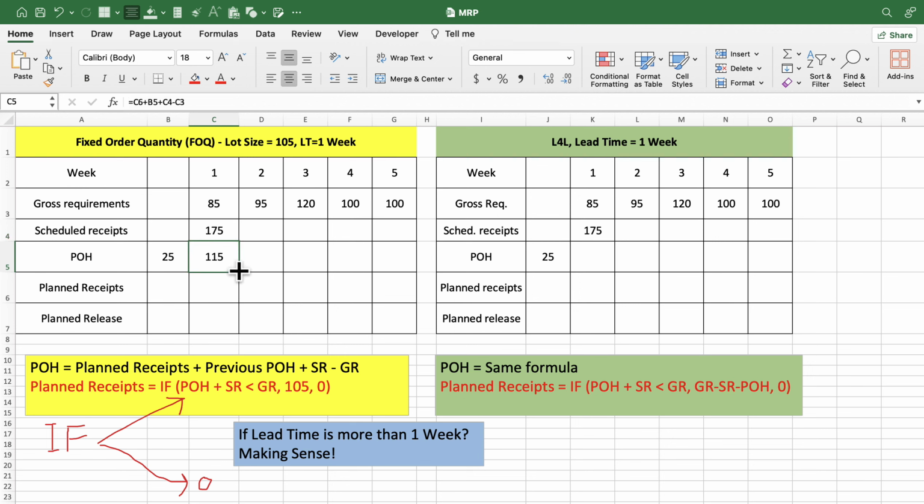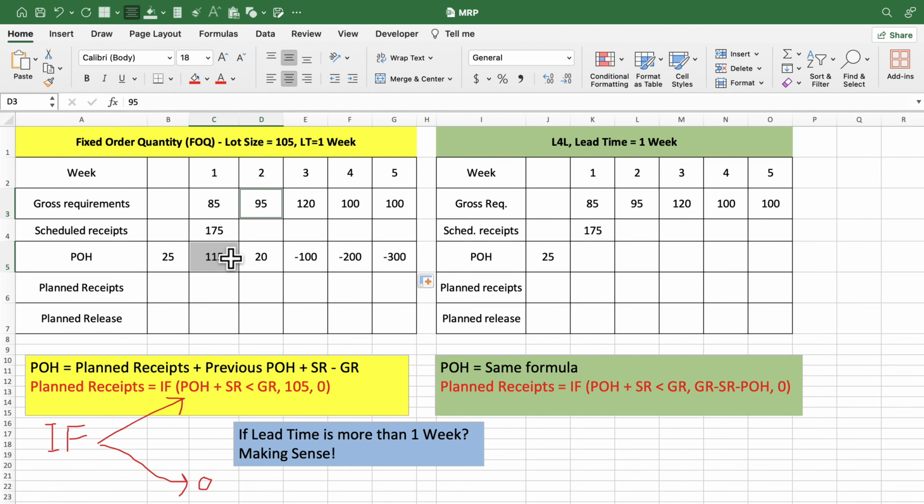Now we will fill the next row. The next row is about planned receipts. So the idea of planned receipt is that we want to calculate how much quantity is needed. So for example, over here we have 115. Is this 115 sufficient to meet the demand for the next period? Yes, it is sufficient. So we don't need to produce anything.